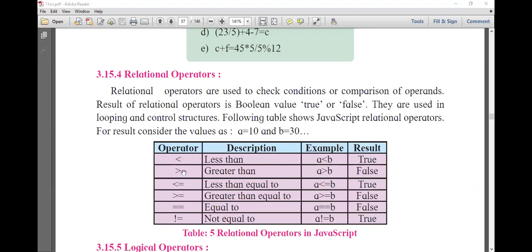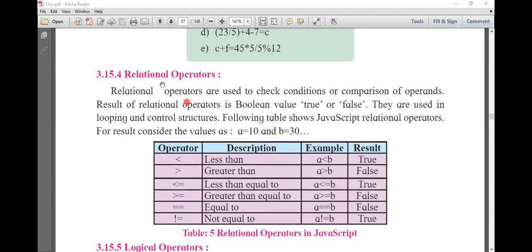Okay, here is the greater than sign. Here the operator is the greater than sign. The description is simply a greater than. Here the example is a greater than b, meaning when you substitute these values, 10 greater than b means 10 greater than 30. No, 10 is not greater than 30. Then you will get the answer false.